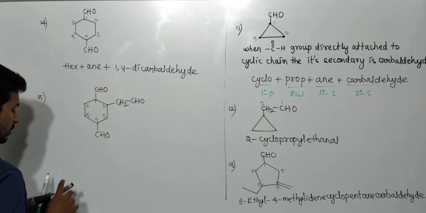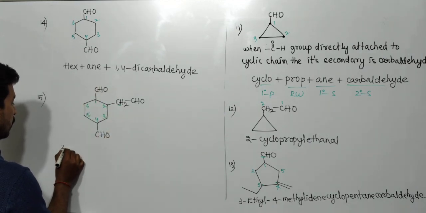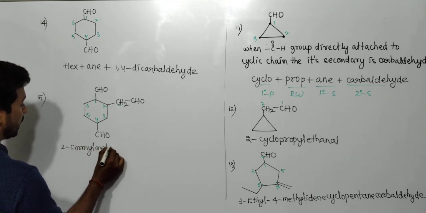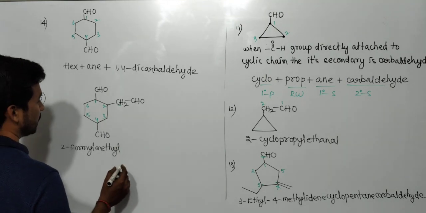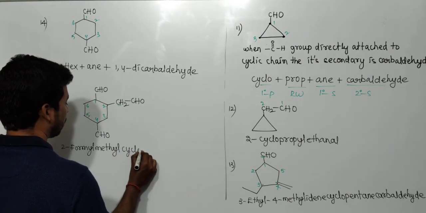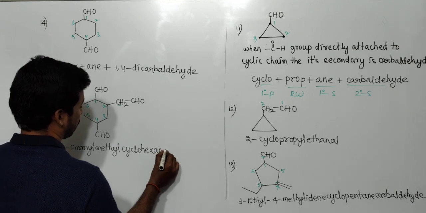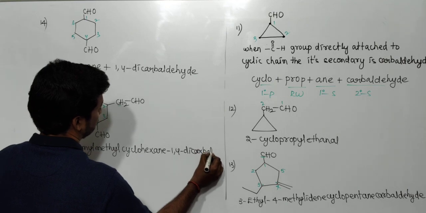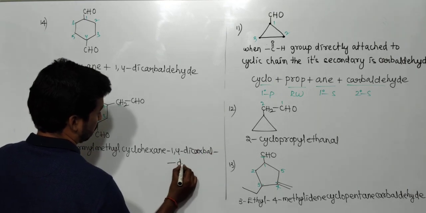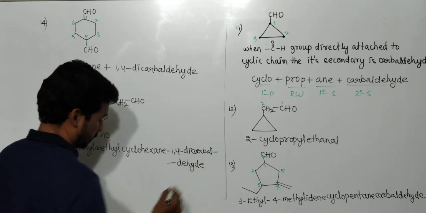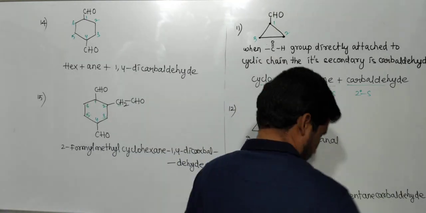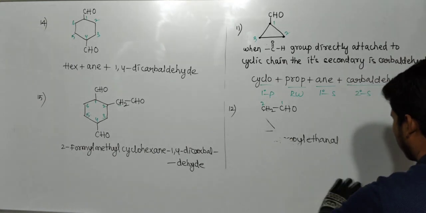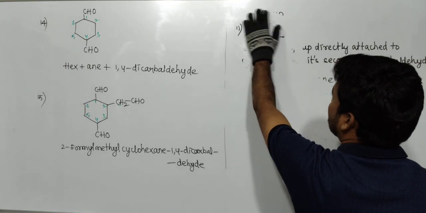So these two are functional group. Then what is the IUPAC name? 2-formylmethyl cyclohexane 1,4-dicarbaldehyde. This is the IUPAC name of this molecule. So in this way we write IUPAC name of aldehydes. Take a screenshot.